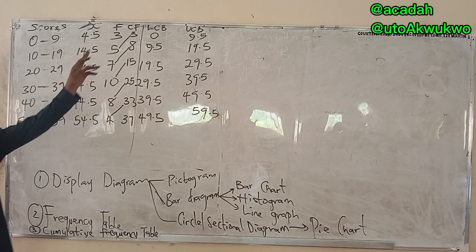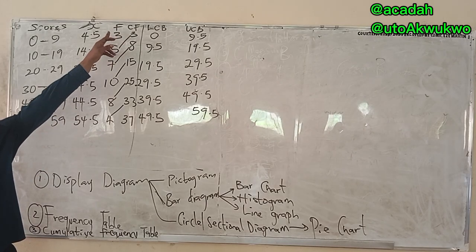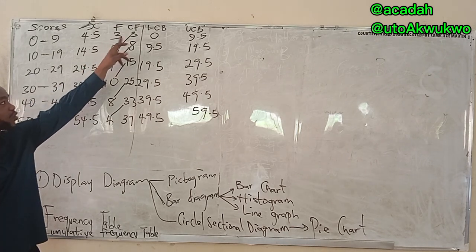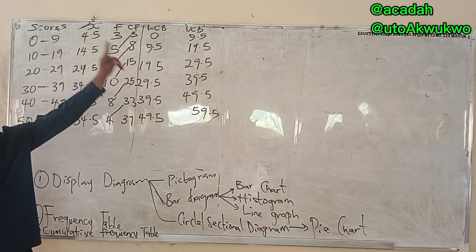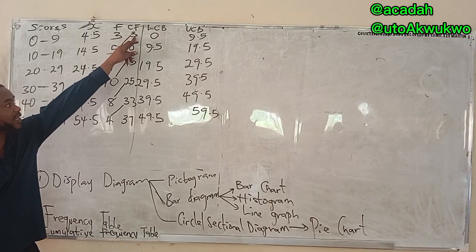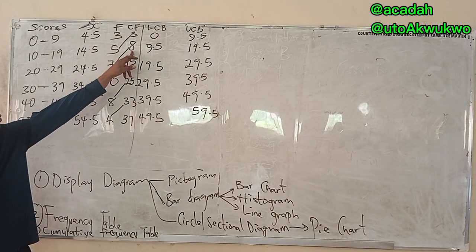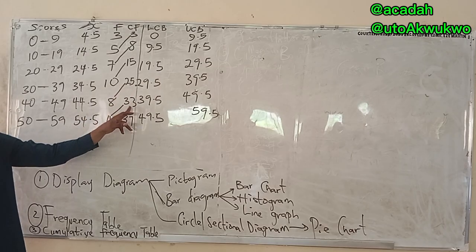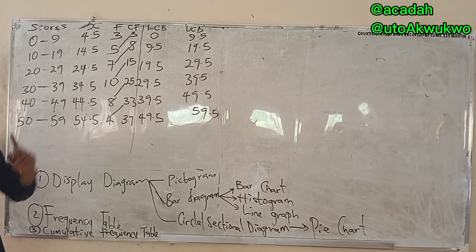It is simply the successive addition of the frequencies at each point, or you say before each point. So the first frequency will always be the same as the cumulative frequency. From there you add, you get the next one, and so on. So that is cumulative frequency.